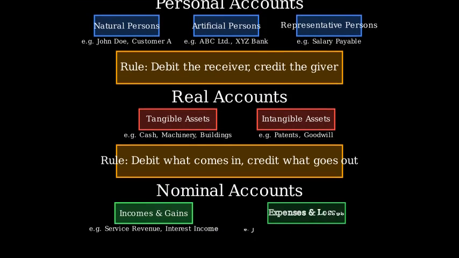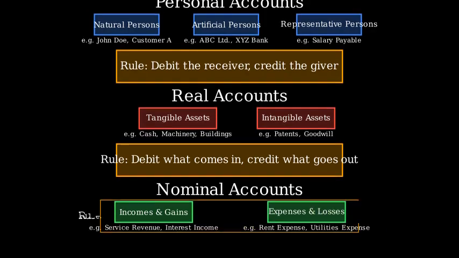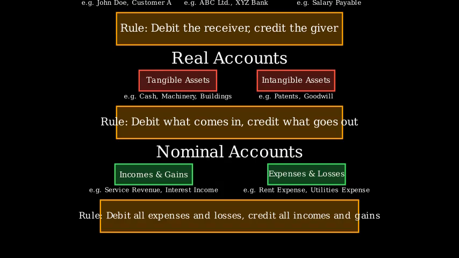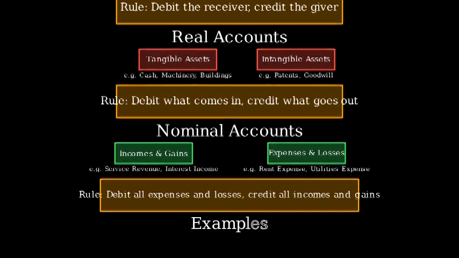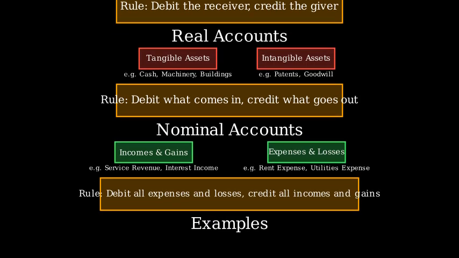Finally, we have nominal accounts. These accounts represent incomes, gains, expenses, and losses. Income and gains include items like service revenue and interest income. Expenses and losses include items like rent expense and utilities expense. The golden rule for nominal accounts is debit all expenses and losses, credit all incomes and gains. This means when the business incurs an expense, that account is debited, and when the business earns income, that account is credited.